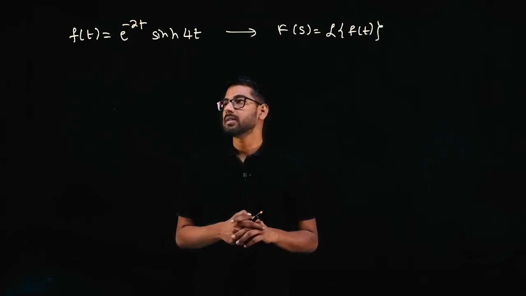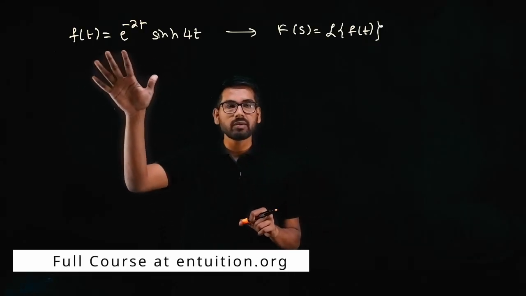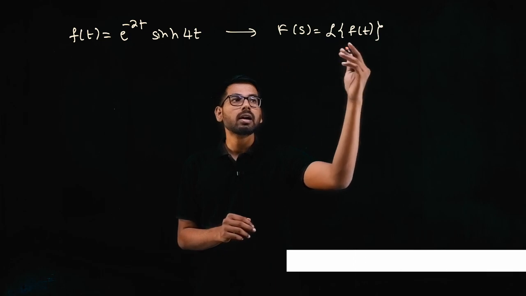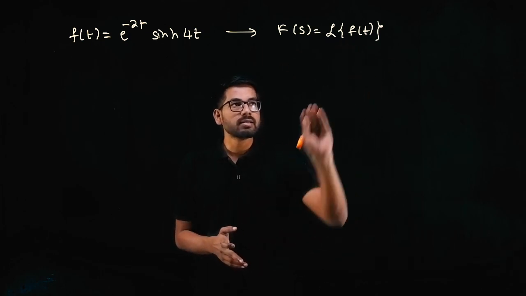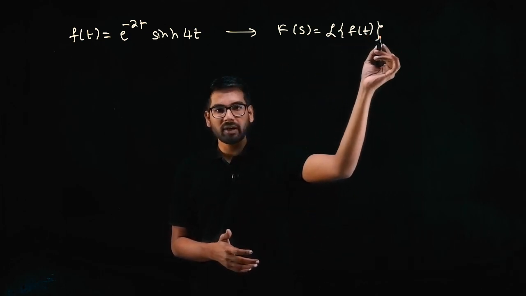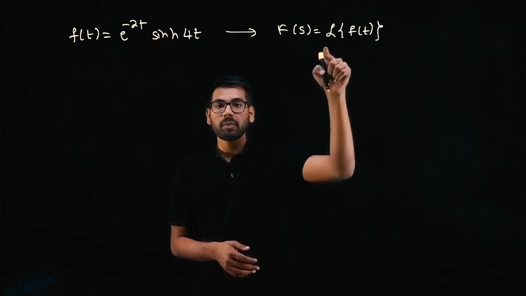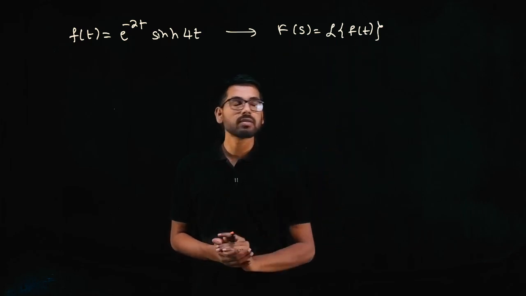Okay, so the question is, given f of t, a function in terms of t, you need to find F of s, which is the Laplace transform of f of t. This is the notation of Laplace transform, L curly bracket f of t. It is read as Laplace transform of f of t, which is F of s.